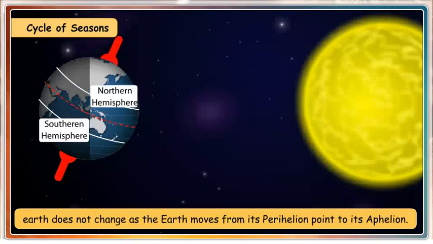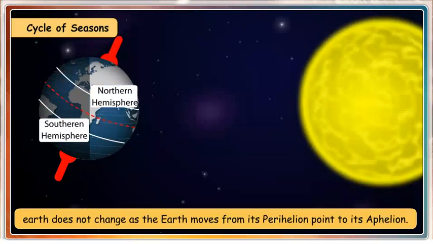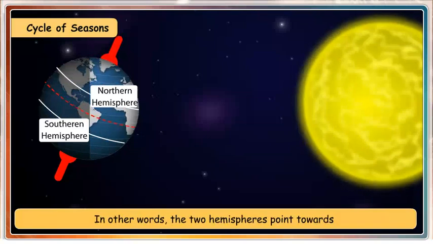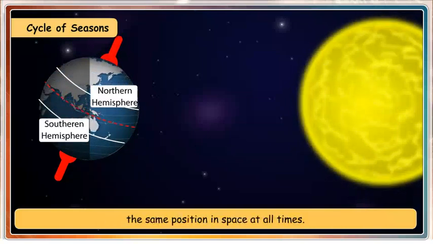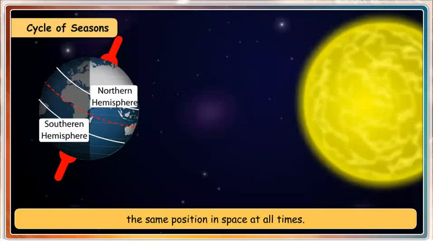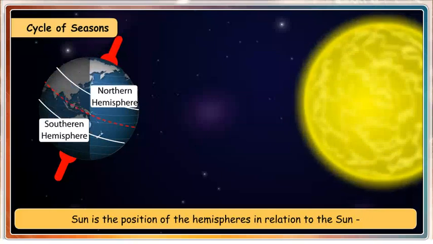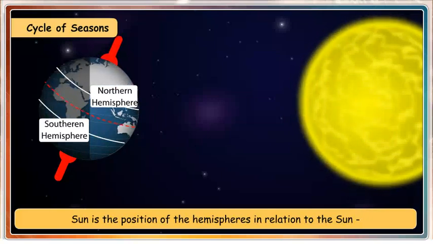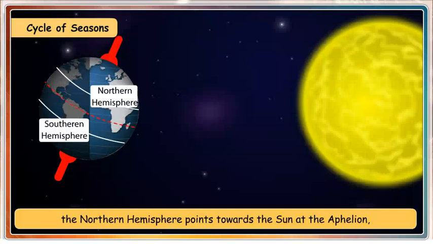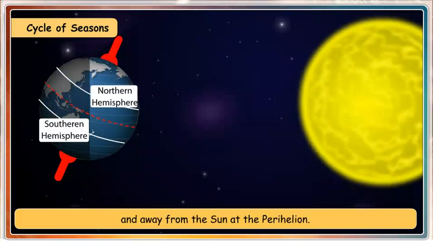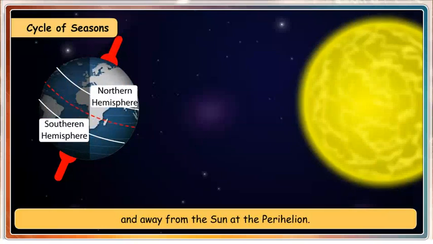It is important to remember that the direction of the tilt of the Earth does not change as the Earth moves from its perihelion point to its aphelion. In other words, the two hemispheres point towards the same position in space at all times. What changes as the Earth moves around the Sun is the position of the hemispheres in relation to the Sun. The northern hemisphere points towards the Sun at the aphelion and away from the Sun at the perihelion.